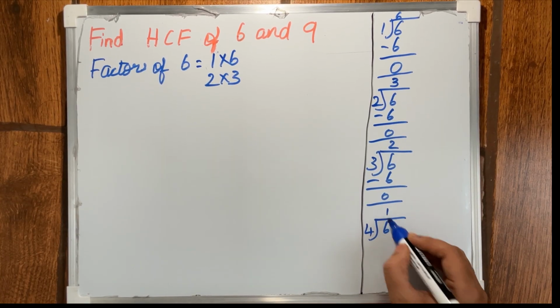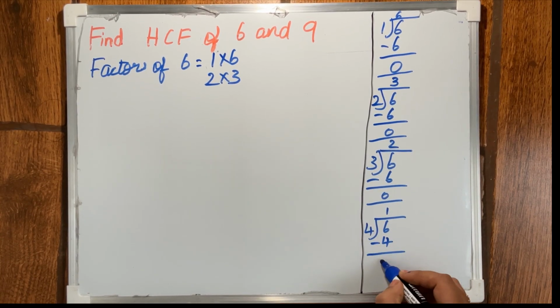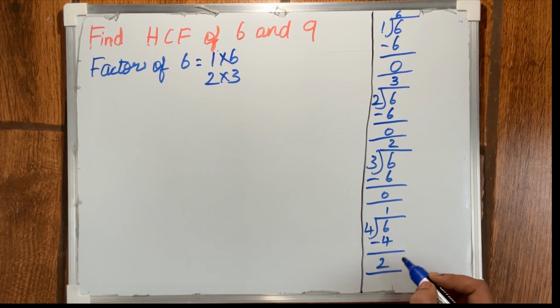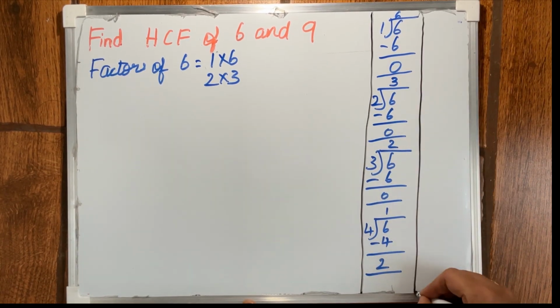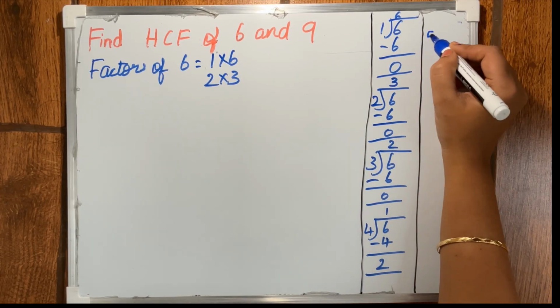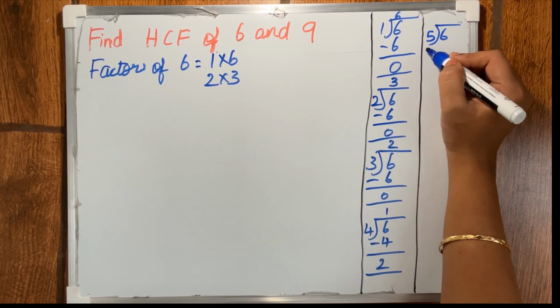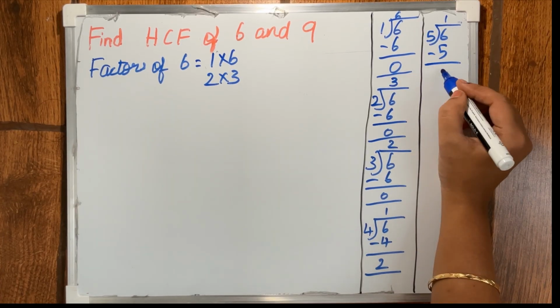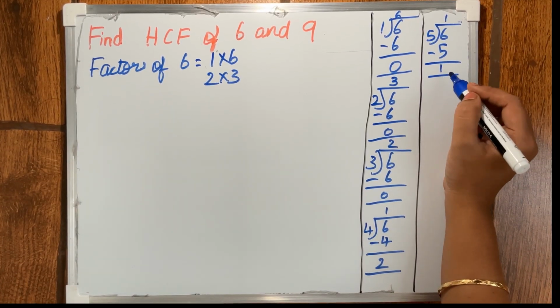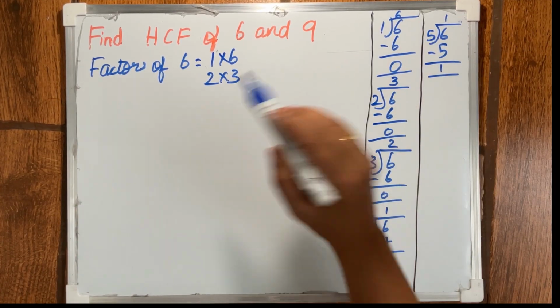Next, let's try the number 4. 4 1s are 4, 4 2s are 8. So 4 1s are 4, and we get 2 as the remainder. So this cannot be a factor of 6. Next, let's try 5. 5 1s are 5, 5 2s are 10. So 5 1s are 5, and 6 minus 5 is 1. As we are getting a remainder, this cannot be a factor of 6.